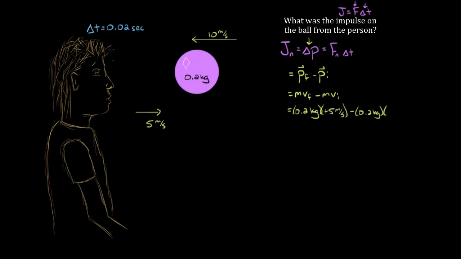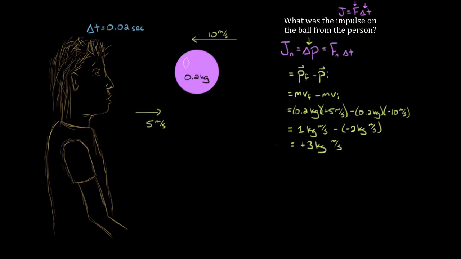But this ball changed directions. So the two velocities here have to have two different signs. So this has to be a negative 10 meters per second if I'm assuming rightward is positive. This leftward initial velocity has to be negative 10. And if you didn't plug that in, you'd get a different answer. So you got to be careful. So what do I get here? If I multiply this all out, I'm going to get 1 kilogram meter per second minus a negative 2 kilogram meter per second. And that's going to give me positive 3 kilogram meters per second is the impulse.